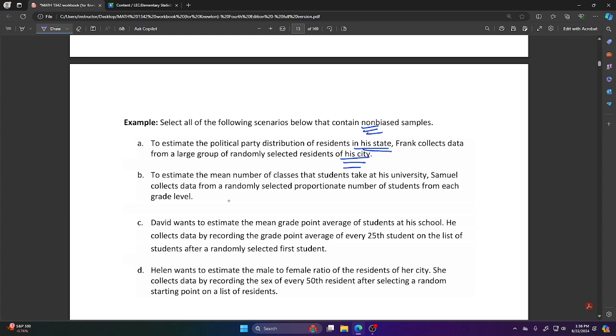To estimate the mean number of students in the university, we collect data from a proportionate number of students from each grade level. Okay, so proportionate number from each grade level, that's stratified, by the way, a little bit of everybody. And so they're doing the university, I guess they would do some of the freshmen, some of the sophomores, et cetera, right? So is this bias? You say no or yes? Anybody say yes? It's not bias.